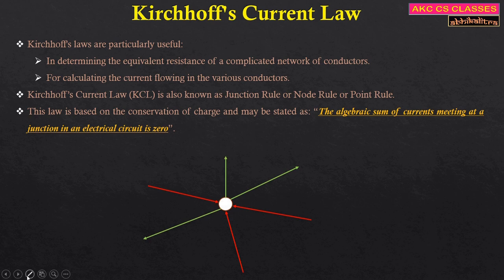If you see this particular diagram, this circle in between can be assumed as a node or a junction where different wires are coming and meeting, right? So now what to do? We have to understand that this junction or node is neither a charge source nor a sink. So whatever charge enters this point must also leave.